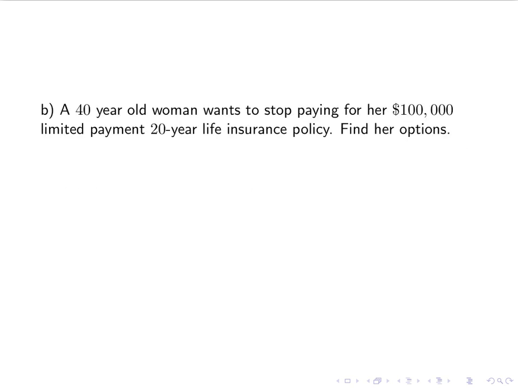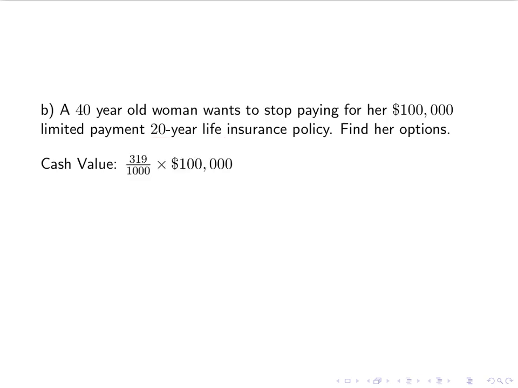Let's try another one. A 40-year-old woman wants to stop paying for her $100,000 limited payment 20-year life insurance policy. Find her options. So she has the same three options, but this time we have to make sure we're looking at the 20-year life insurance policy, not the whole life. So she is 40. If she's bought it at 25, that's 15 years in force. So make sure you're looking at the 15 years.